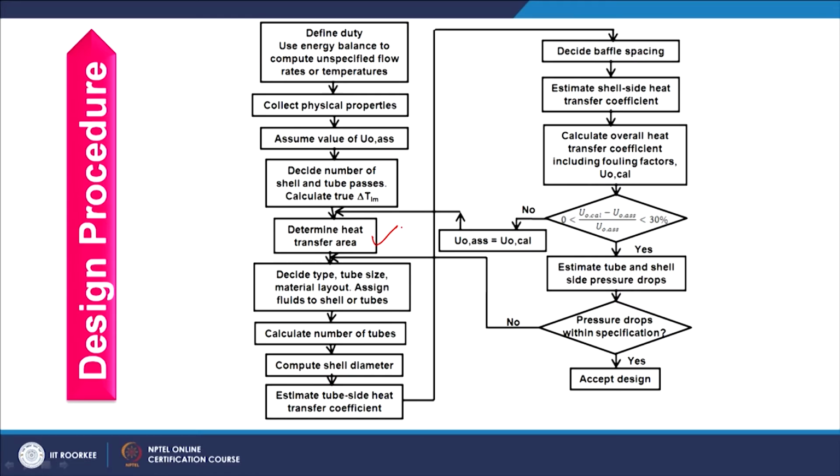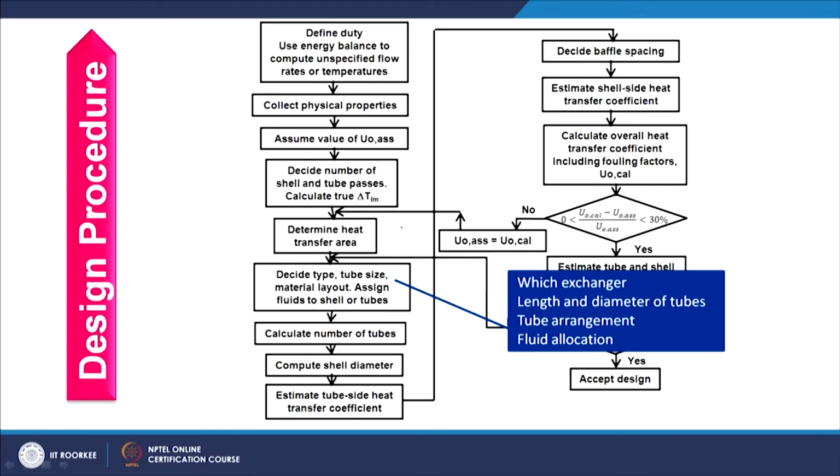And once you have this overall heat transfer coefficient, which is obviously the assumed value, heat duty and true LMTD, you can simply calculate heat transfer area. So that is basically the total heat transfer area of the exchanger, okay. And after that you need to decide the following parameters, such as type, tube size, material, layout, and assign fluids to shell side or tube side, okay.